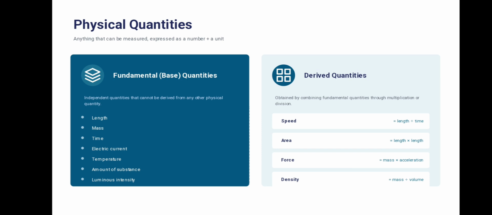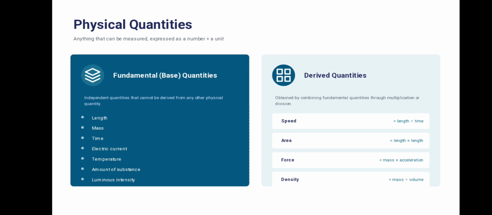Second, derived quantities. These are quantities that are obtained by combining fundamental quantities using mathematical operations like multiplication or division. For example, speed is length divided by time. Area is length multiplied by length. Force is mass multiplied by acceleration. All of these are derived quantities because they're built from the fundamental ones.